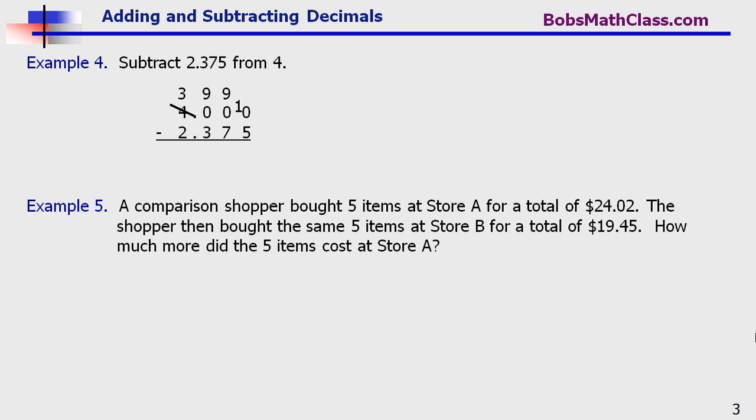Alright, now we can subtract. 10 minus 5 is 5. 9 minus 7, 2. 9 minus 3 is 6. 3 minus 2 is 1. Bring down your decimal point. So 1.625.